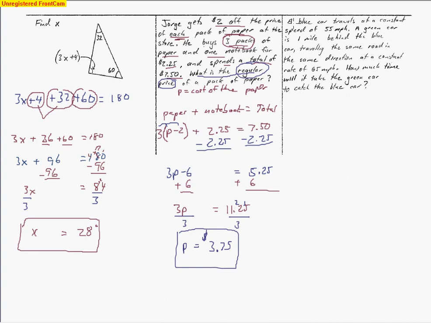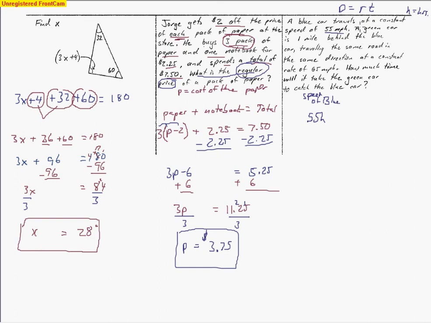Next problem says a blue car travels at a constant speed of 55 miles an hour. So 55 times the number of hours is the distance. So this is the distance of the blue car. So remember, distance equals rate times time is the formula for distance. Rate times time. That's what we're doing here. H is the number of hours. So we'll just say H equals hours.